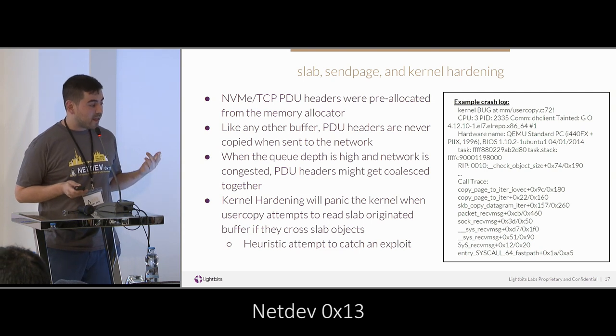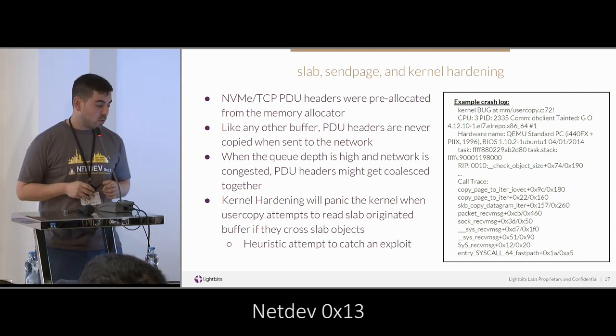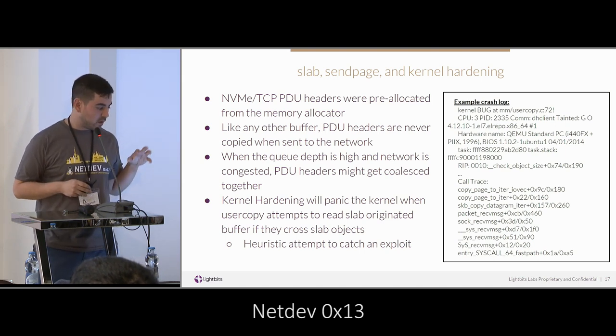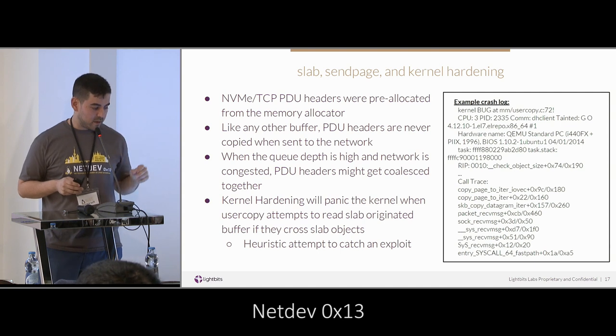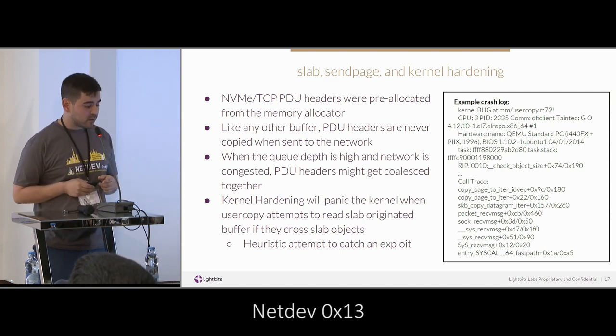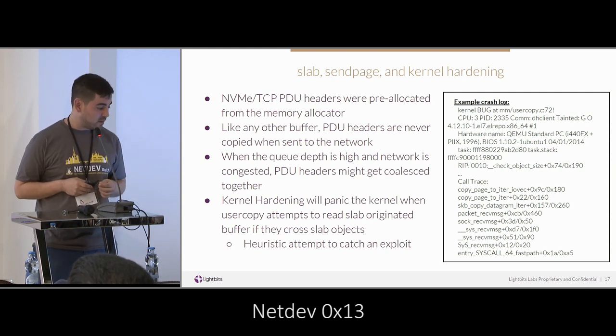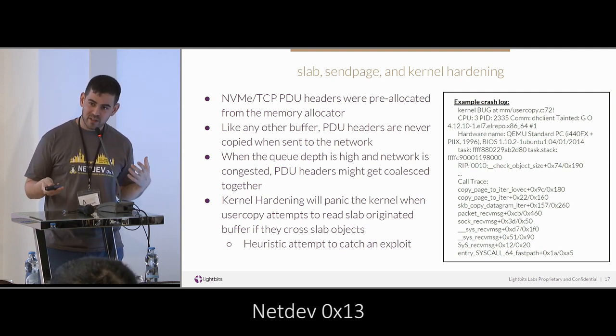And when the queue depth was high and the network was very congested, we got into a situation where, with specific kernel hardening, we got this beautiful crash log that you see on the right. We started to investigate it. As you can see, the process that caused this crash is DH client, and we actually couldn't understand how it happened.